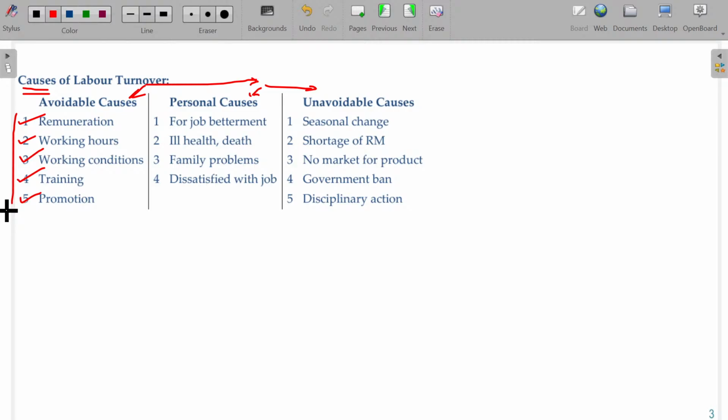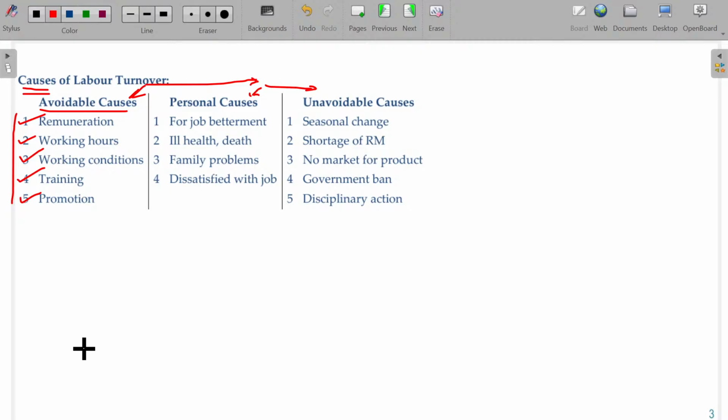We can group all these things as avoidable causes. If the management decides to increase the remuneration, slightly adjust the working hours and working condition, give the employees good training to handle any tough job, and promote them so they have the satisfaction of getting promotion, automatically they will stick with us for a longer period. But anyhow, it costs the management some additional expenses.